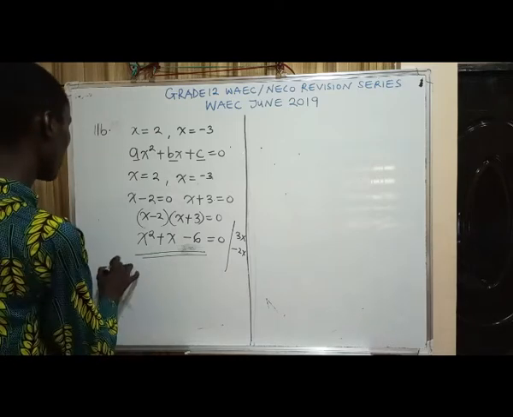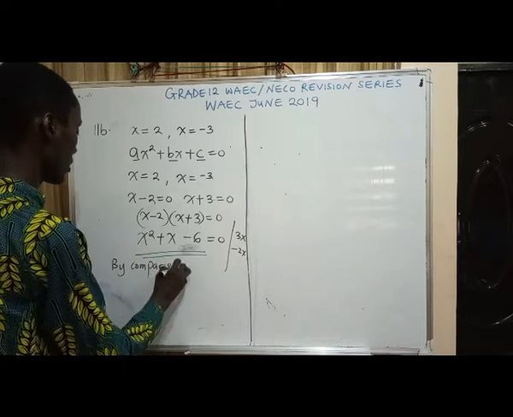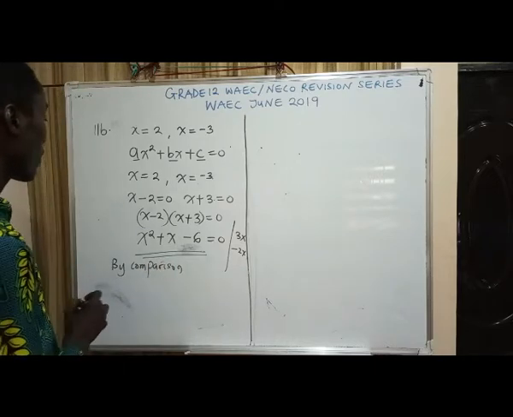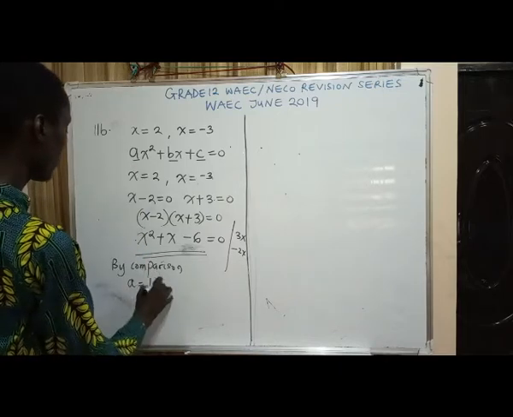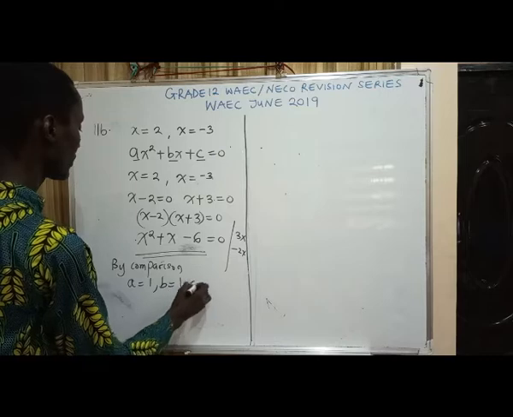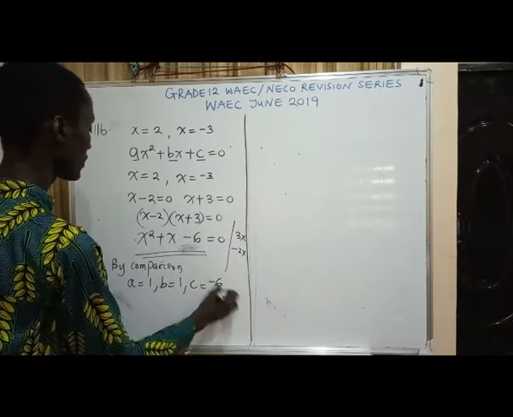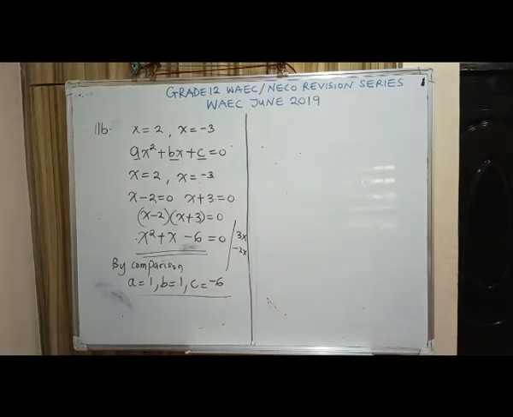So by comparison, we will discover that a will be 1, b will be 1, and c will be -6. That clears out that question for question 11B.